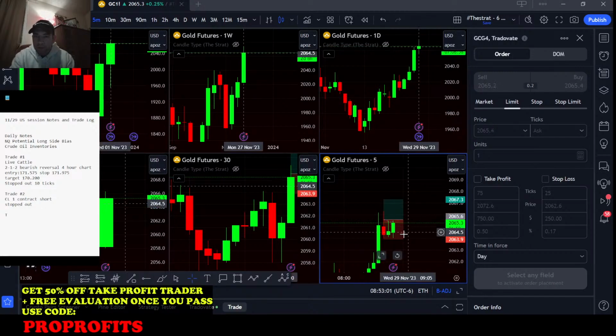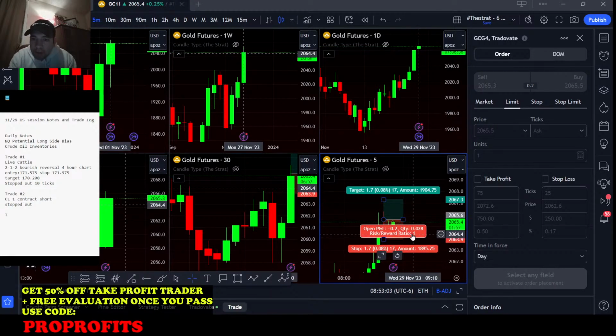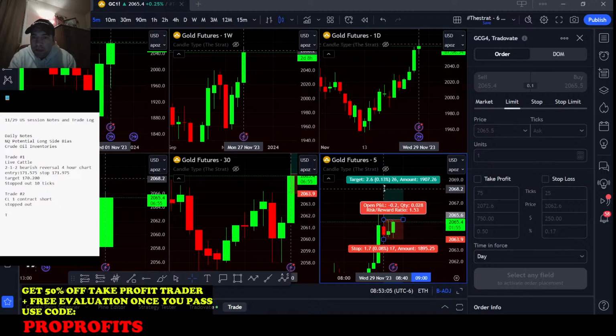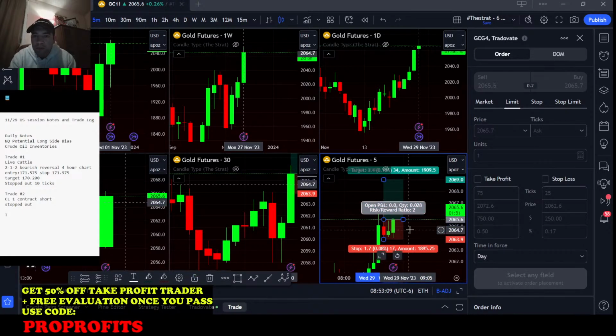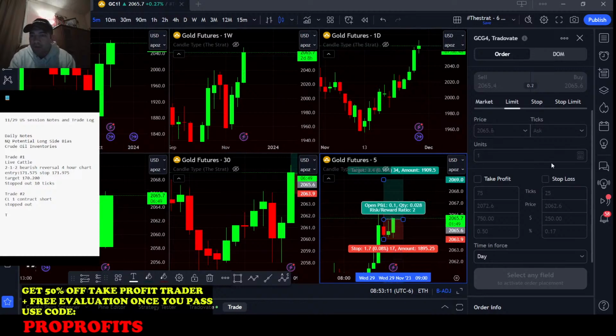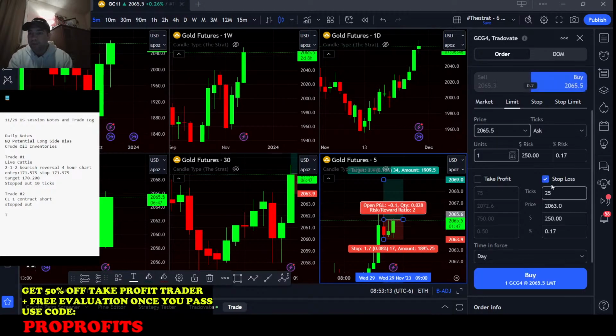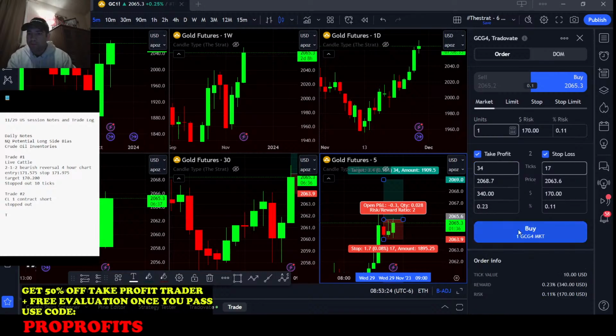Hate that magnet tool. It's way too strong. There we go. So that is how many ticks? 17 ticks. Okay, so we're gonna turn this into a 2R trade. 17 to 34. Okay, I like that. I'm good with that. 34. We're gonna buy at market.